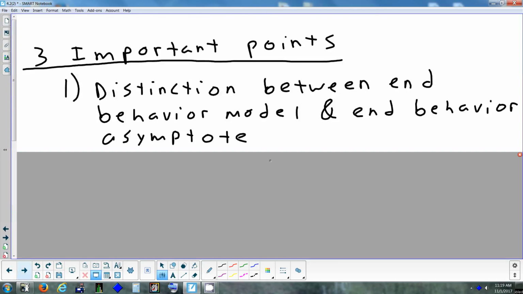Also, the EBA doesn't even exist for the kind of problems we did yesterday. There's no such thing. The only time you have an EBA is when the degree in the top is larger. And we didn't do that yesterday.